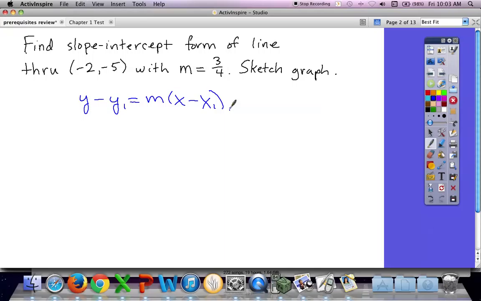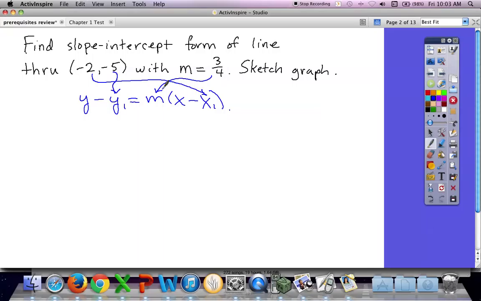Okay? So in this case, you only have one point. That's why it's only the x1, y1. You don't have an x2, y2 because you don't know 2 points. Okay, so you're going to substitute for, this is the x1. It's the known point. This is the y1. And there's the slope.